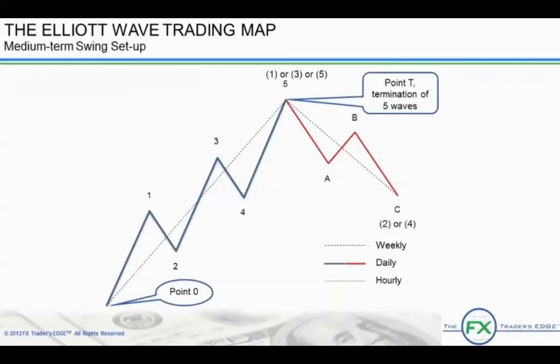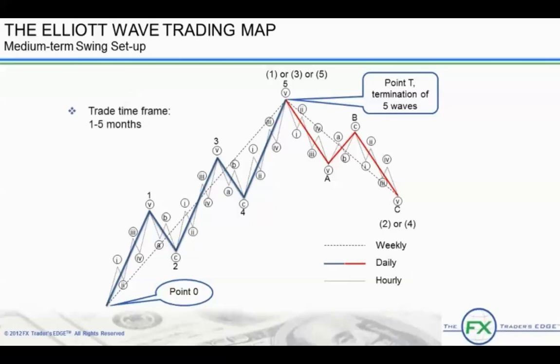Moving ahead to the medium-term swing setup, the daily chart is then broken down into its hourly subwaves. So the 21 impulse waves become 89 impulse waves, and the 13 corrective waves become 55 corrective waves, for a total of 144 waves, starting from the weekly and moving down to the hourly. The largest wave degree that we are starting with is the weekly chart, which is further subdivided into the daily and the hourly. The estimated time to trade this 8-wave sequence is 1 month to 5 months.